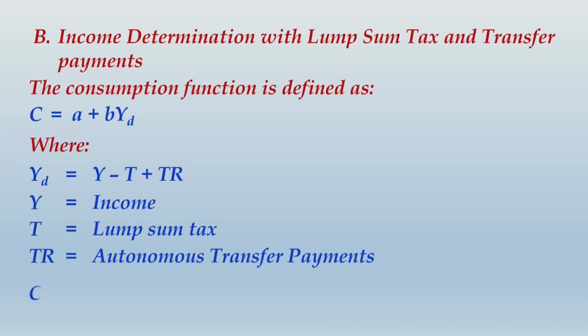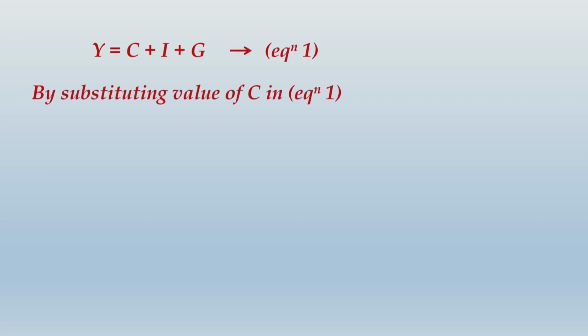So the equation goes this way: C equals A plus B into, instead of YD, I am writing Y minus T plus TR. Let us move ahead and continue writing further. Y equals C plus I plus G, that is equation number 1. Now we substitute the value of C in this equation. So this time we will get C's value as A plus B into YD.